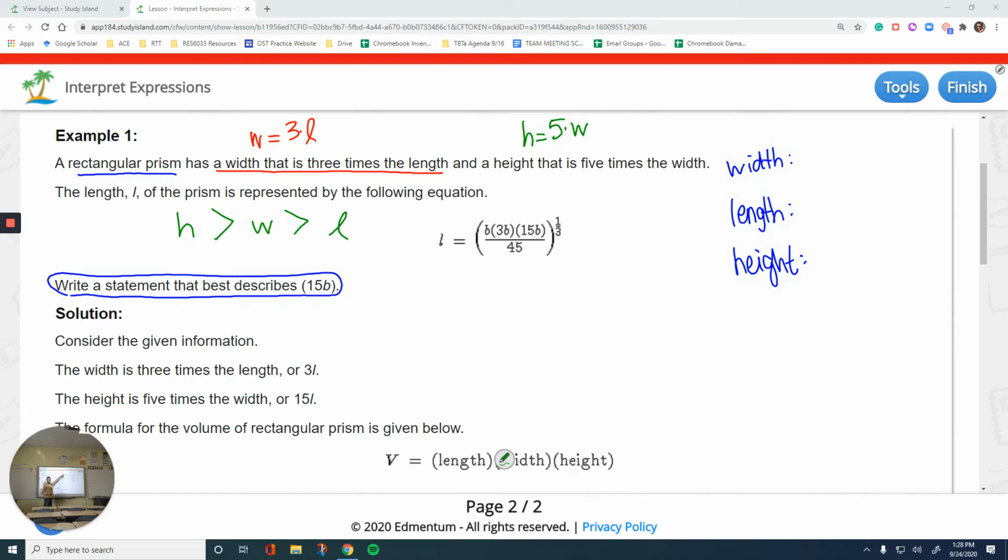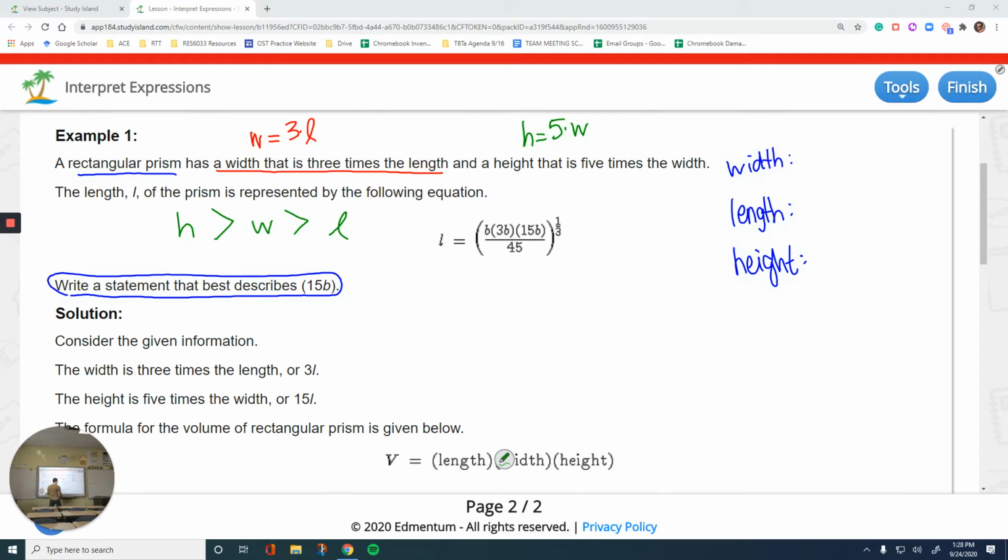And I know that because if I need to multiply the width by 5 to get the height, the height should be bigger than the width. Same thing applies here. The width should be greater than the length. Okay? So once I figure this out, I'm going to give the smallest value to the length. It should be the smallest thing.